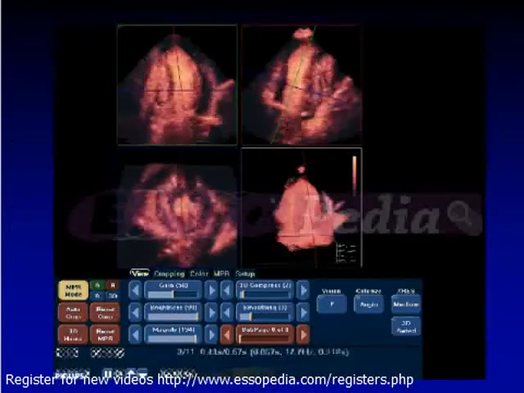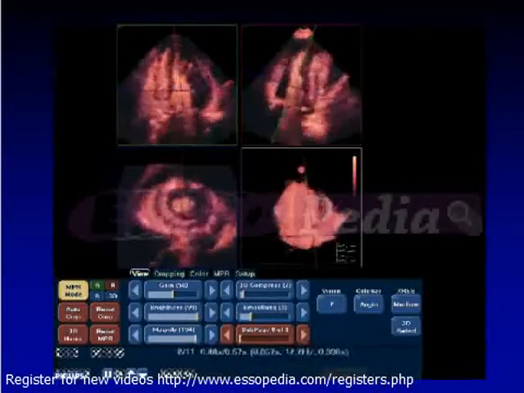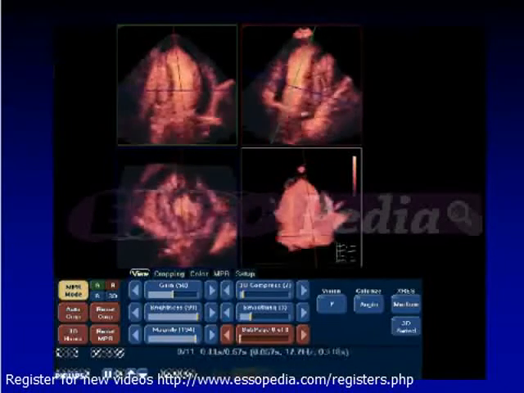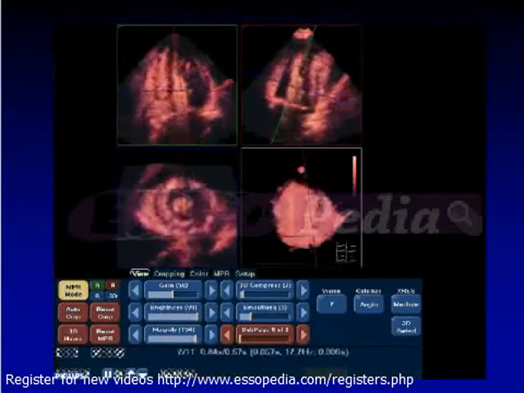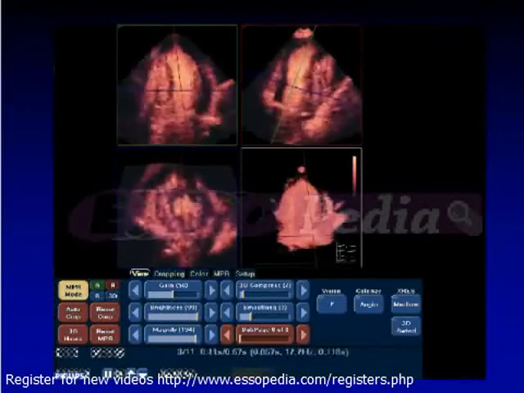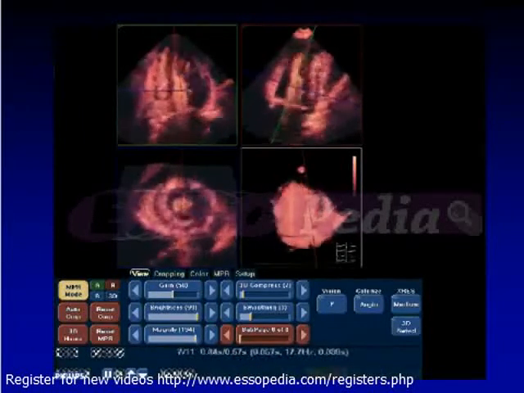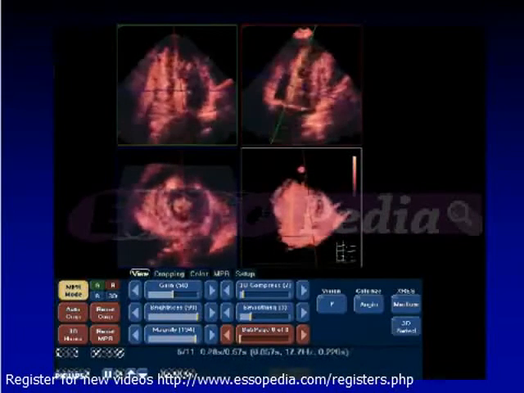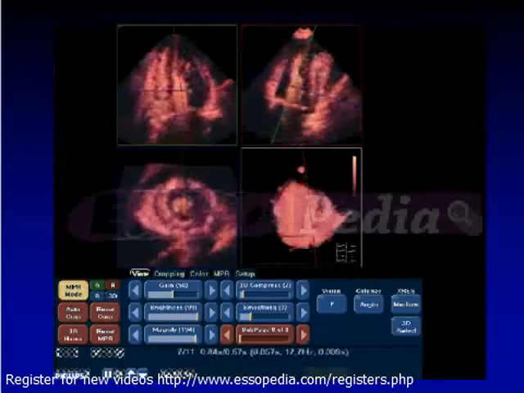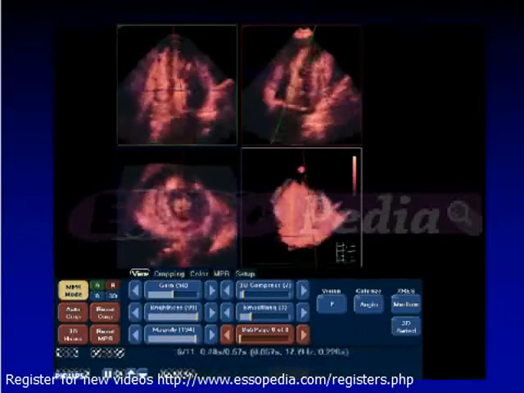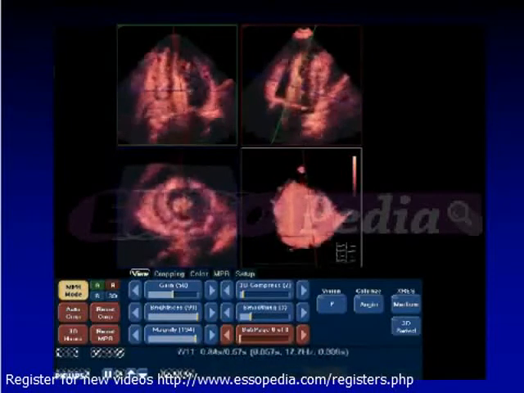This is a clip from a normal patient. It demonstrates how contrast can also be used during 3D echocardiography to evaluate wall thickening. The main advantage of 3D echo is that we can potentially avoid foreshortening in patients and missing apical segmental wall motion abnormalities.